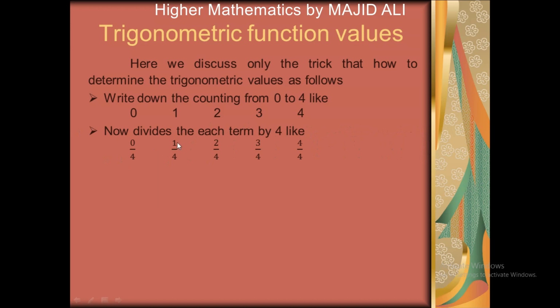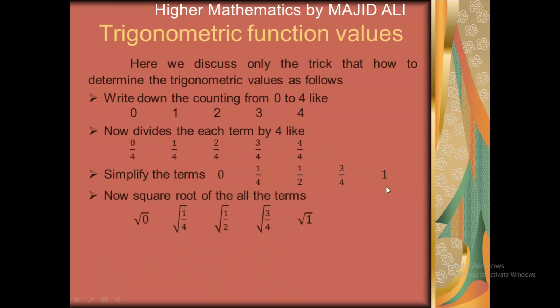Here 0 by 4, 1 by 4, 2 by 4, 3 by 4, 4 by 4. Next, simplify them. 0 over 4 is equal to 0, 1 over 4 as it is, 2 over 4 becomes 1 over 2 by cancelling. 2 ones are 2, 2 twos are 4. 1 over 4, 3 over 4, and 4 over 4 cancel out, which is equal to 1.